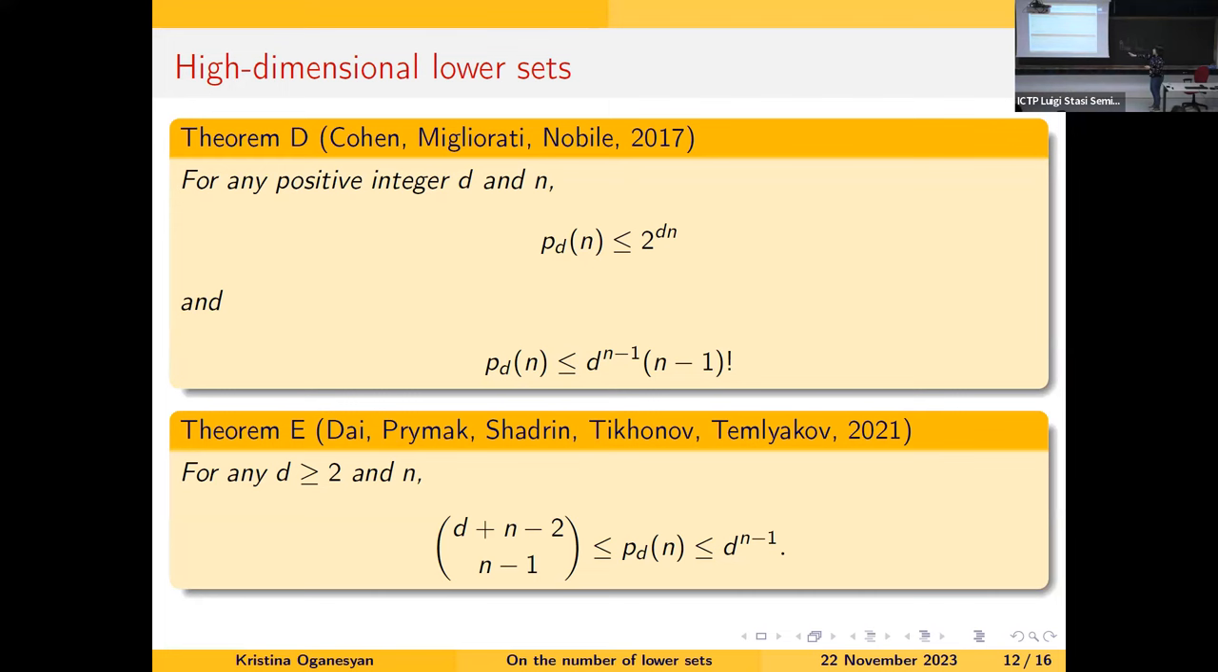But now, just for the sake of curiosity, if you assume that you fix the cardinality of your set and you just vary the dimension where you live, then d to the power n minus one is the right thing.